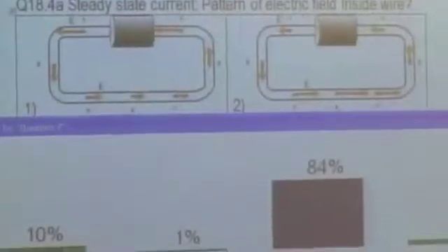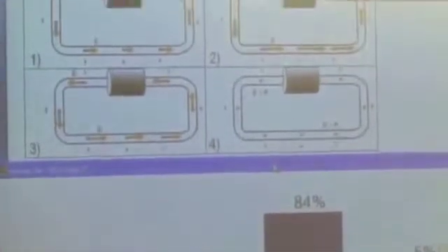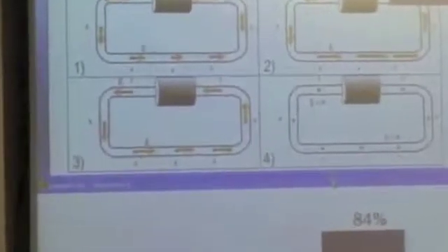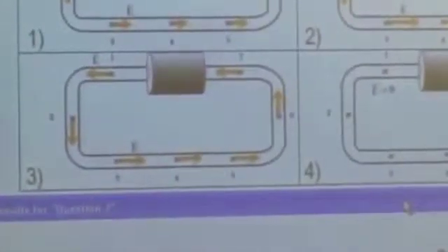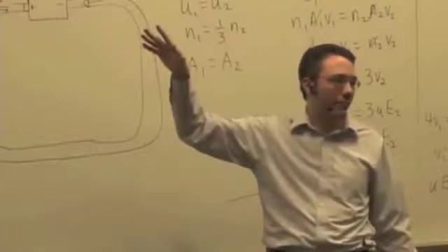Okay, so almost everybody is saying that pattern 3 is the best fit because all those electric field vectors, how do they compare? Same magnitudes. Okay, they're the same magnitudes. We would expect that because in the steady state, the current should be the same everywhere in that wire, right?